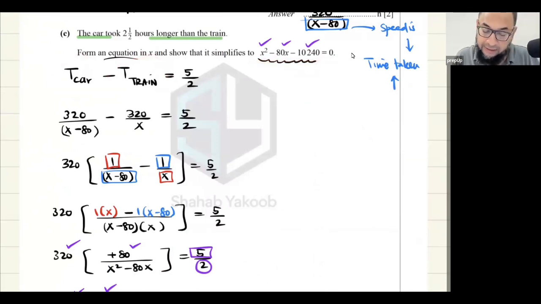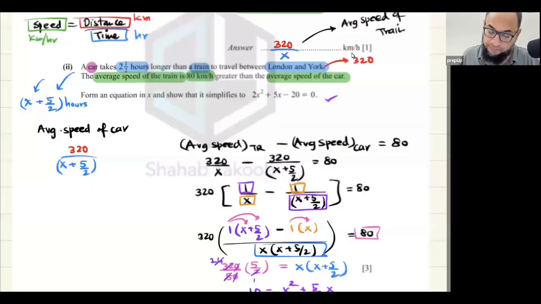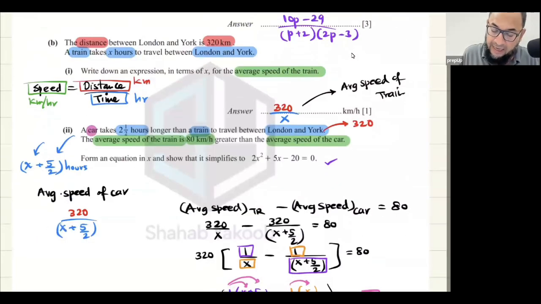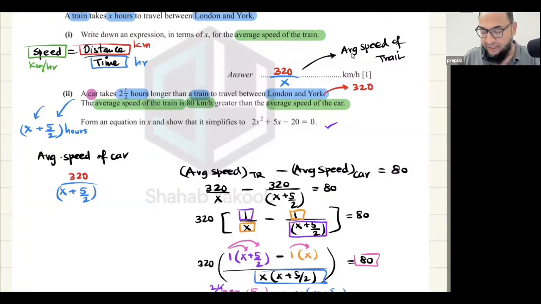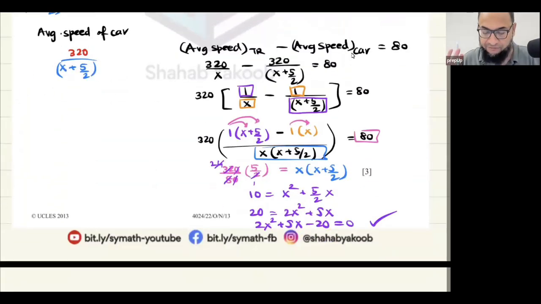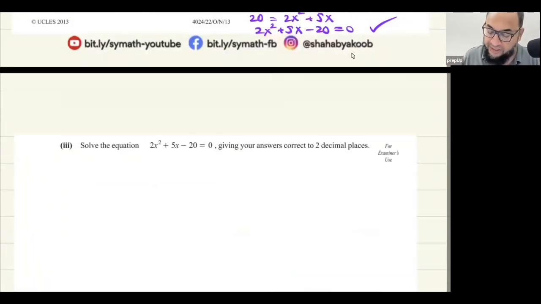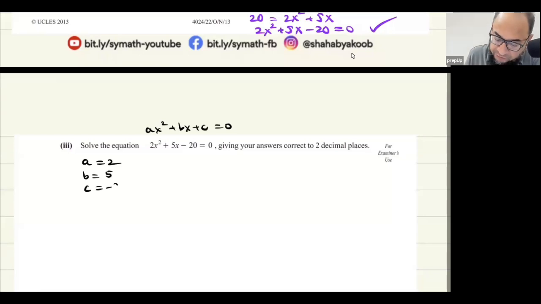Now let's look at this question, which is right over here. This time, x was the number of hours. So the cities are the same, the distances are the same, but it's a totally different question. Naturally, it's a quadratic equation. The rest of the parts will follow, but now the question is different. Now it says solve the equation, give your answer correct to 2 decimal places. So a is 2, the quadratic equation is ax square plus bx plus c equals 0. A is 2, b is 5, c is negative 20.